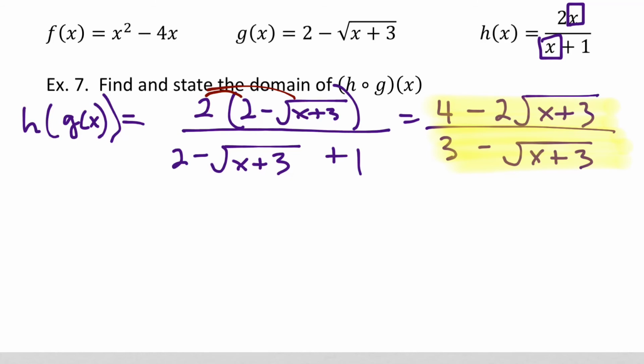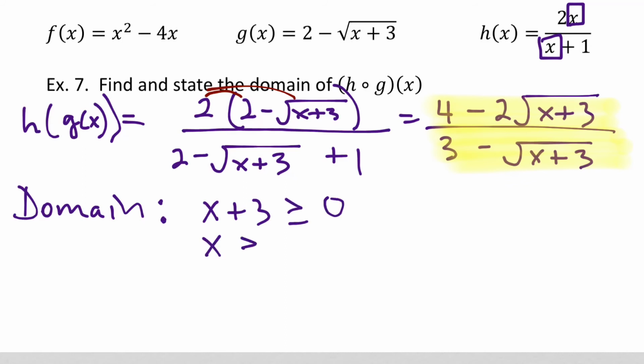So in the numerator here, I've got a radical. In the denominator, I've also got a radical. So we can see that the part under the radical is an issue. So for the domain, we're going to have to say that x plus 3 has got to be positive or 0. So x is greater than or equal to negative 3. So on the number line, here's negative 3. Let's just put that on there for a minute.